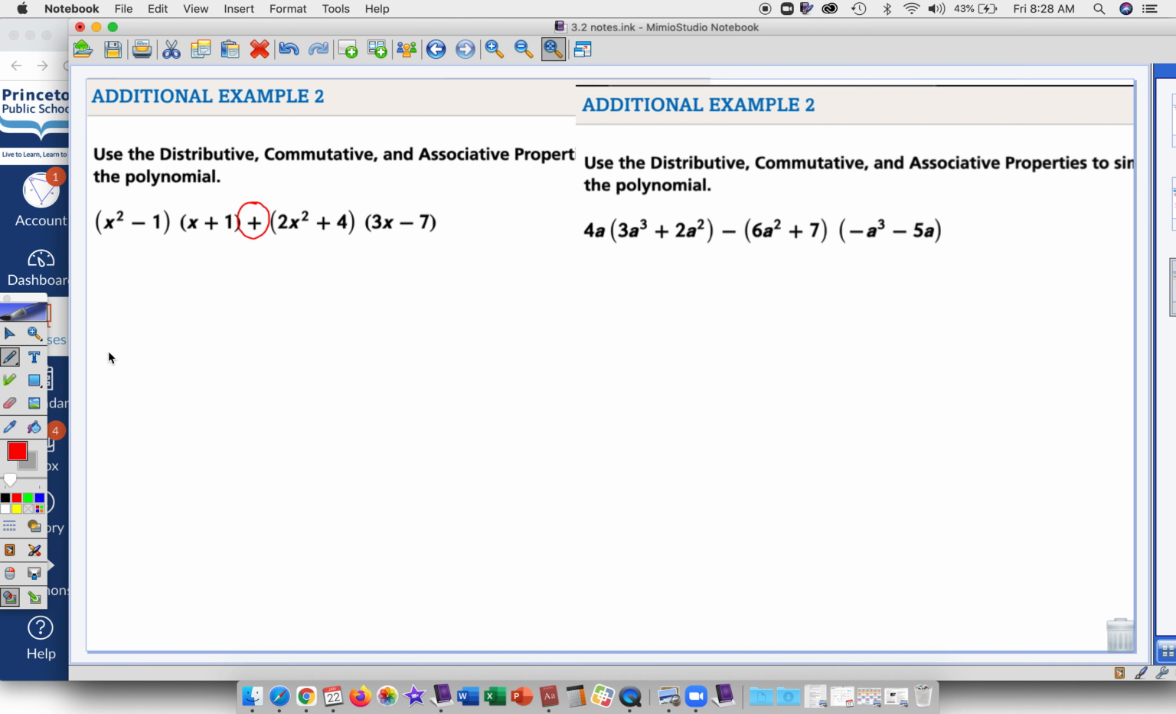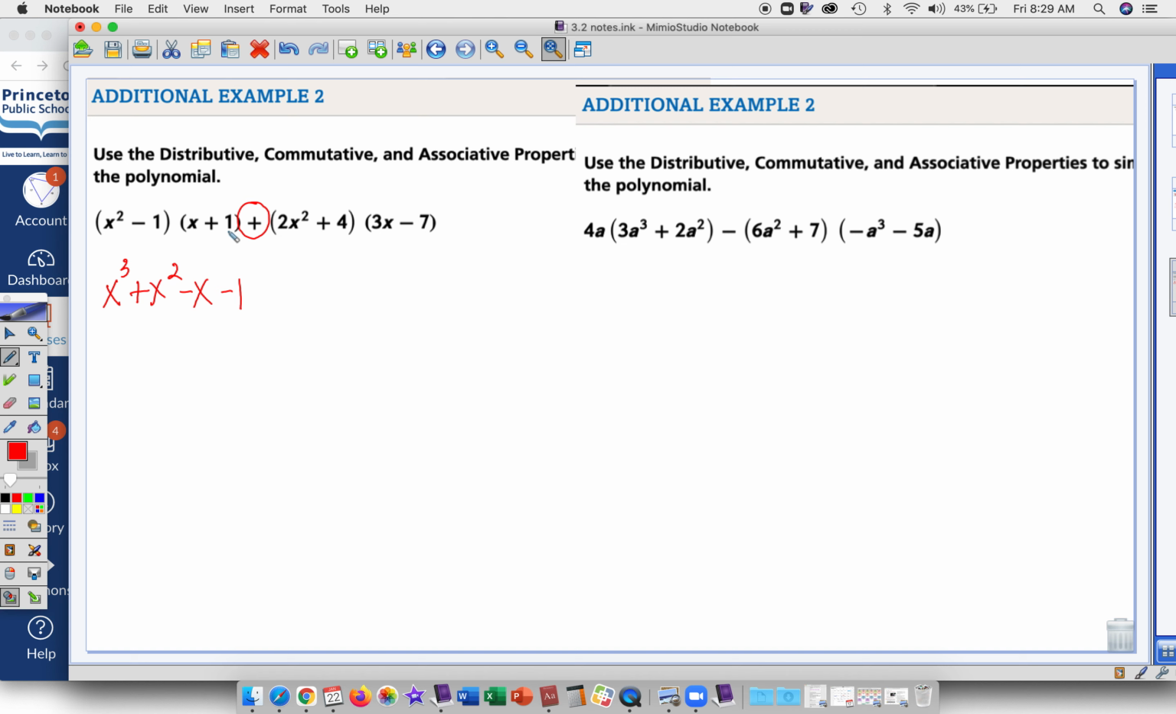Okay, so let's start by doing our FOIL. So x squared times x is x cubed. X squared times 1. Negative 1 times x. Negative 1 times 1.